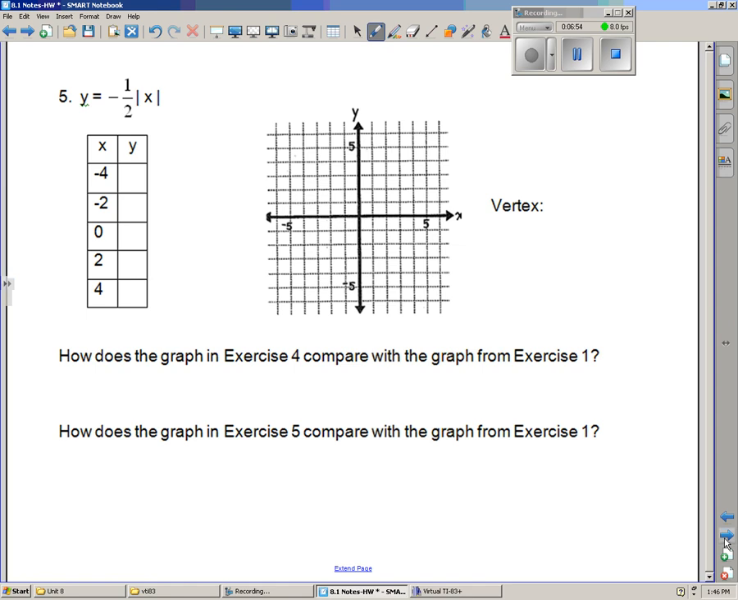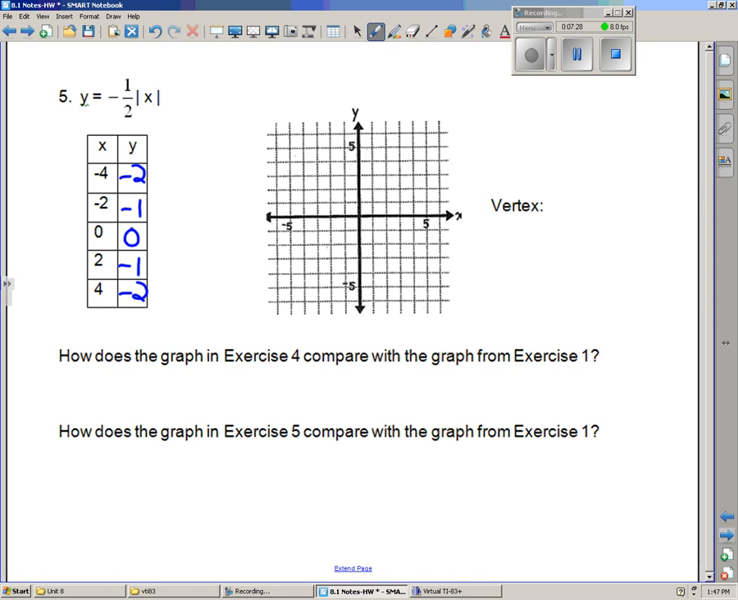-1/2 absolute value of x. So the absolute value of -4 is +4. -1/2 times +4 is -2. The absolute value of -2 is +2. -1/2 times +2 is -1. The absolute value of 0 is 0. Anything times 0 is 0. The absolute value of 2 is 2. -1/2 times 2 is -1. Absolute value of 4 is 4. -1/2 times 4 is -2. What happens now?